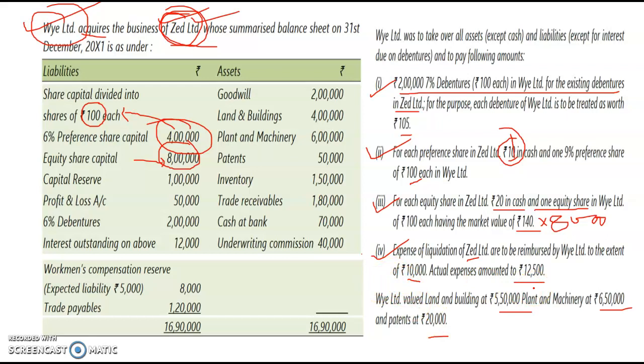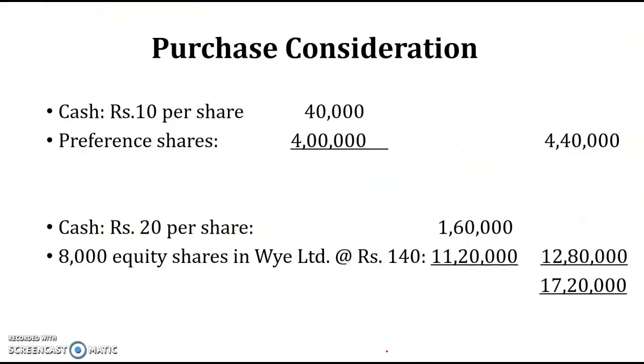That is when we'll be preparing the books of the transferee company. So for the time being, we'll be taking care of these points only, not the last. That is this land and building, plant and machinery, and patents. Now let's move on to the journal entries part. So before going into the journal entries, I have prepared the purchase consideration slide. Here you can see.